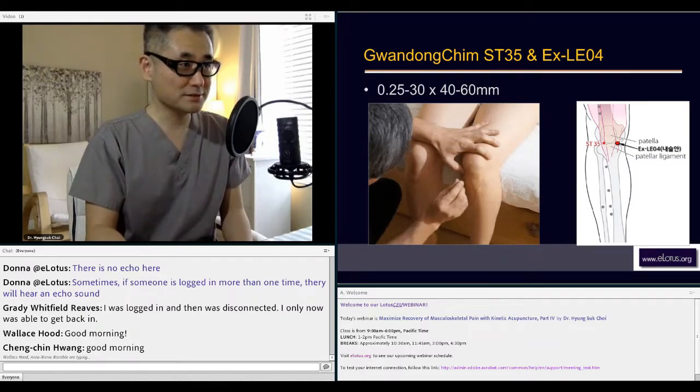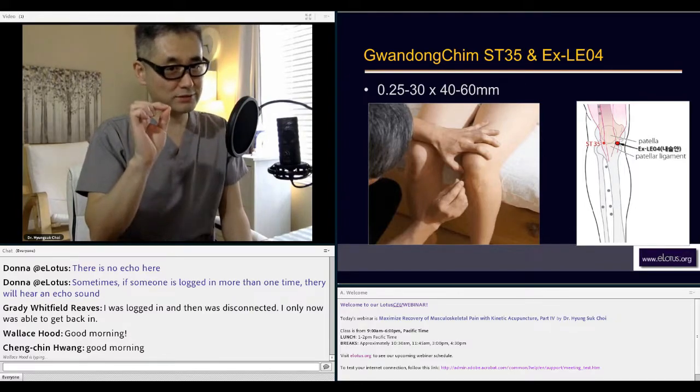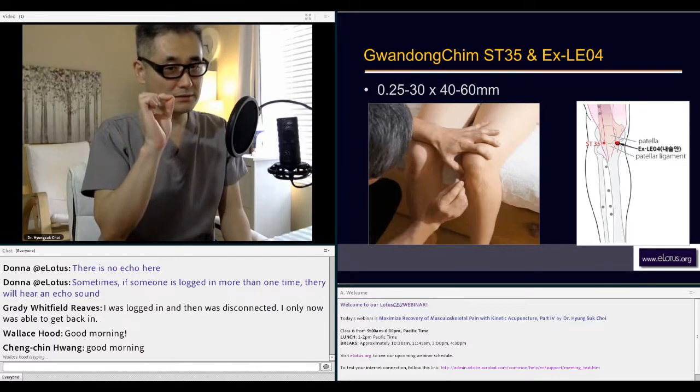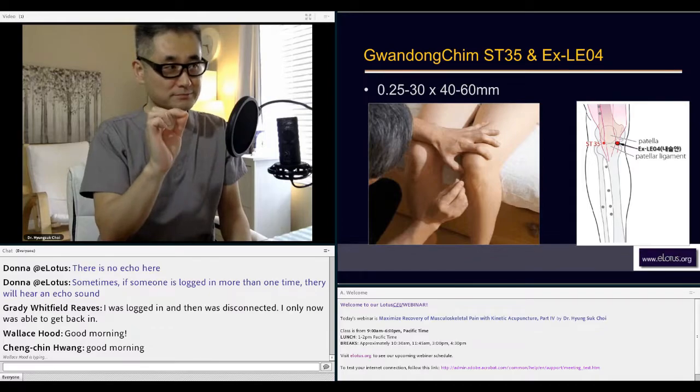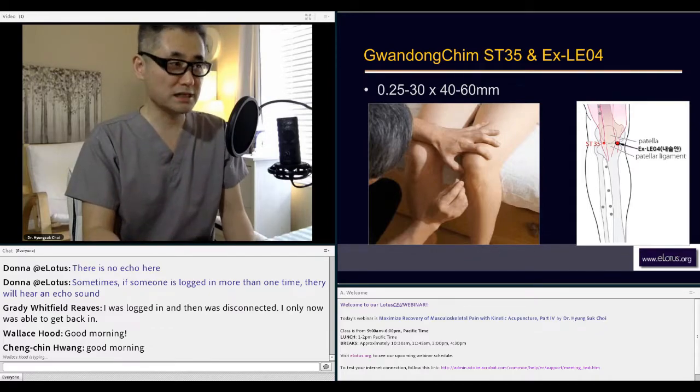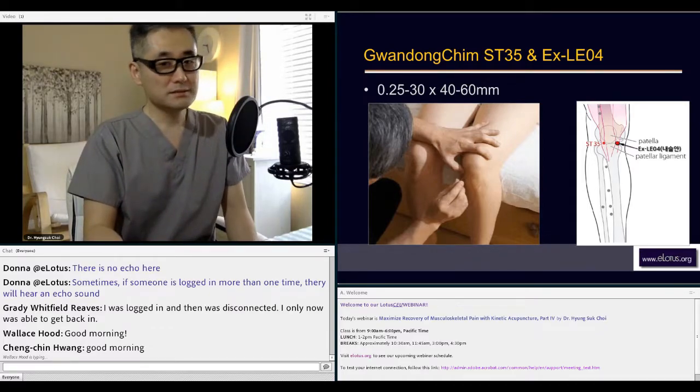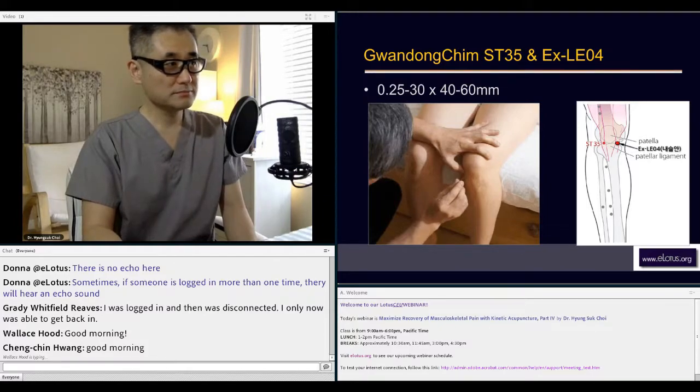This is the big joint between the femur and tibia. You can insert the needle relatively deep until you reach the meniscus, more than 2 centimeters, so more than an inch. And use a relatively thick needle, 0.25 or 0.30.